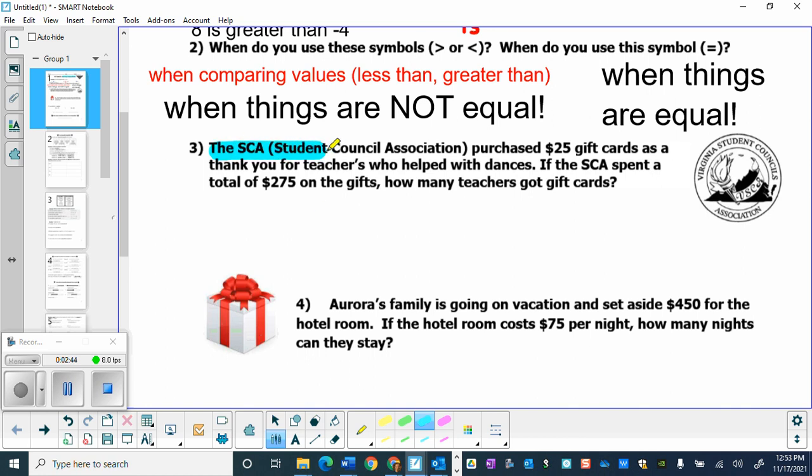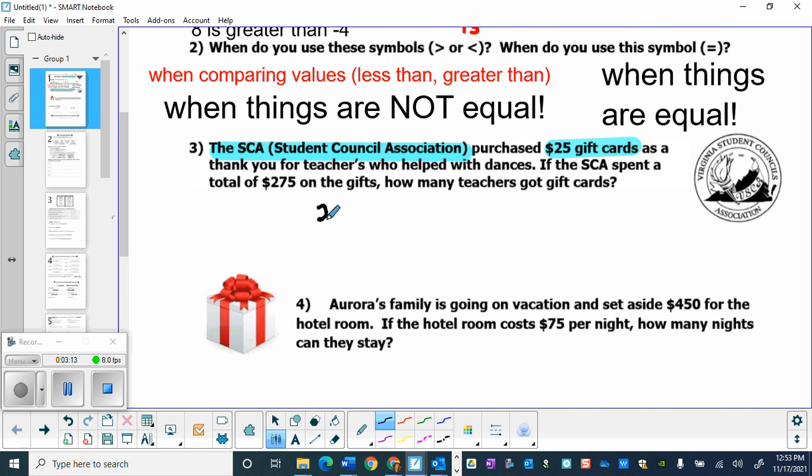So our Student Council Association has purchased $25 gift cards as a thank you for the teachers who helped with the dances. So if you're a teacher who helped chaperone one of the dances, it looks like they're going to try to say thank you by giving you a $25 gift card. Now the SCA spent a total of $275 on those gift cards. So we want to know how many teachers actually helped and chaperoned and got the gift cards.